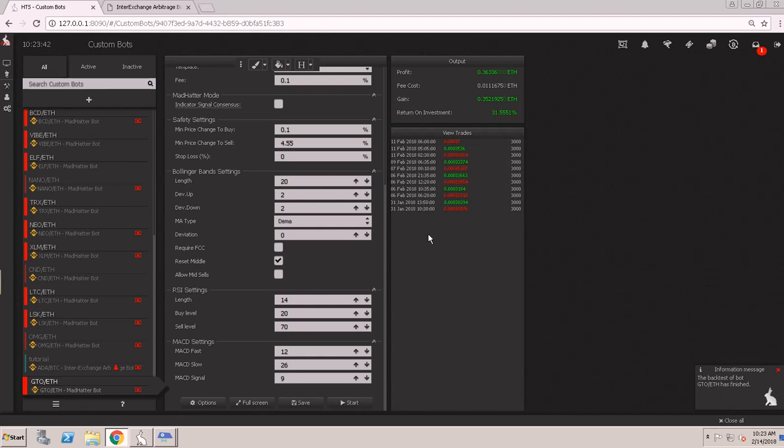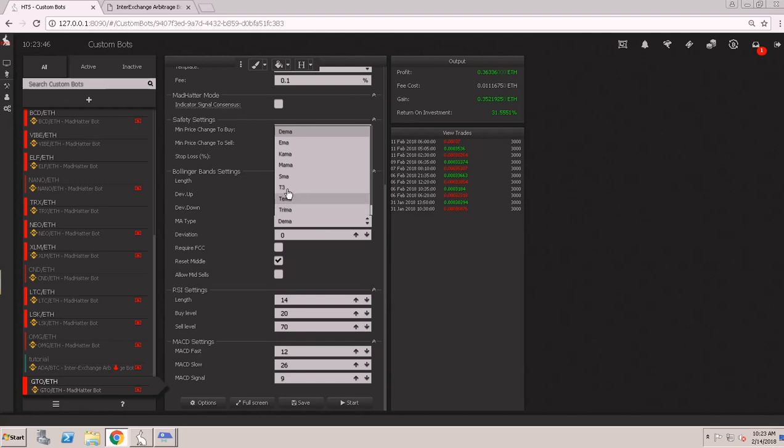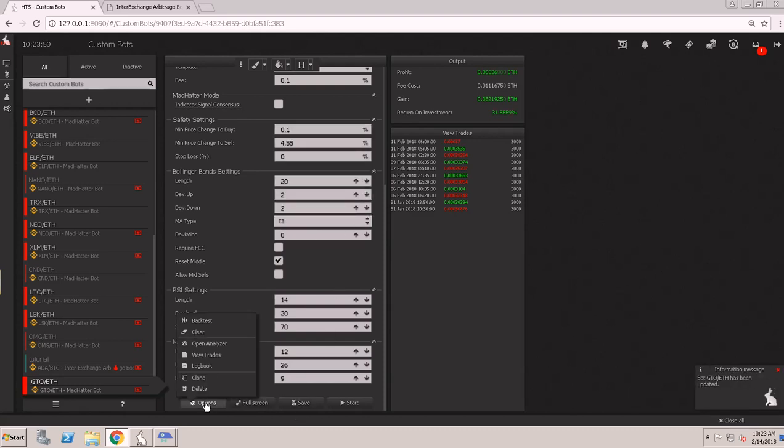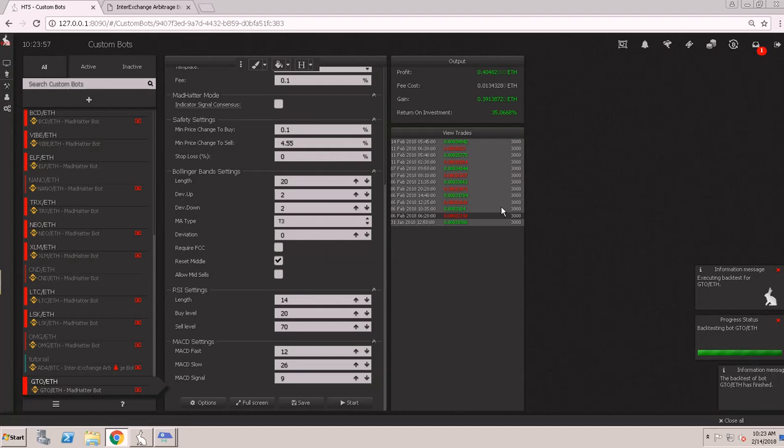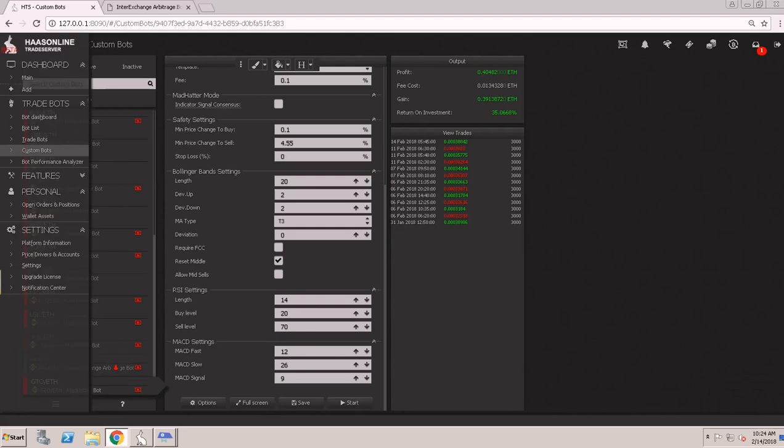Alright, so 31. So the best one here is T3. And I think it's some kind of triple three, whatever. People read about it, but that doesn't matter to me. I just know I can select it. Alright, so that's what I'm going to keep right there. That's all I have for today.